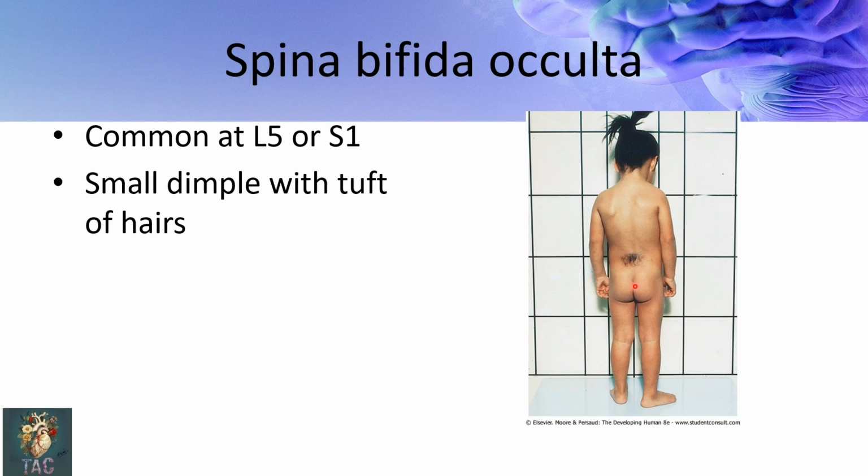So this is the condition, spina bifida occulta. This is one of the simplest forms, the milder form of spina bifida, usually occurring at the region of vertebra L5 to S1, which is again your MCQ as well. And there is a simple dimple with a tuft of hair. No other anomaly may be present.